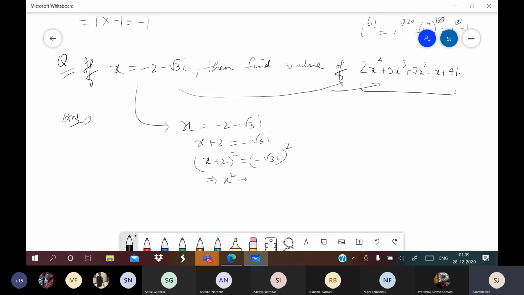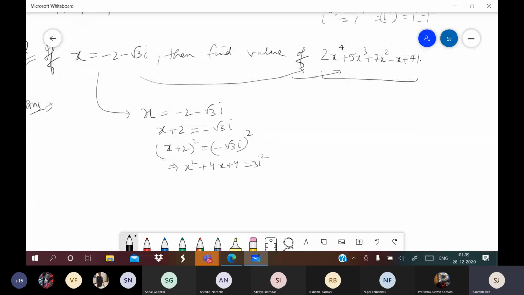So when you square it, you will get x square plus 4x plus 4. In the right hand side, it will be 3 iota square. So this is now x square plus 4x plus 4 equals -3, since iota square is -1. Bring all the terms to the left hand side, like this. Now you have the value of this expression in x, which is a power 2 expression, as 0.